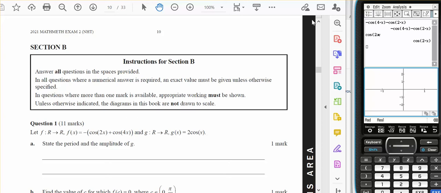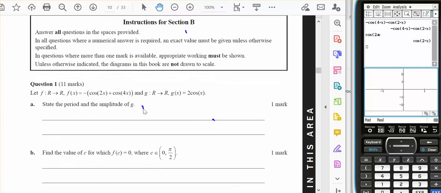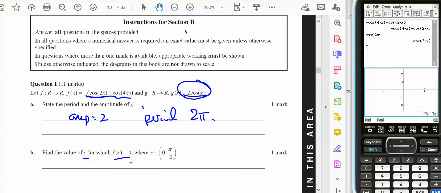Okay, so this is for question 1 in the Northern Hemisphere, 2021 Methods Exam 2. Question 1 looks at this curve and this curve. So I've got them here. State the period and amplitude of G. Well, the amplitude is equal to 2 and the period is equal to 2 pi. Then, state the values of x for which f of x equals 0 in that period.